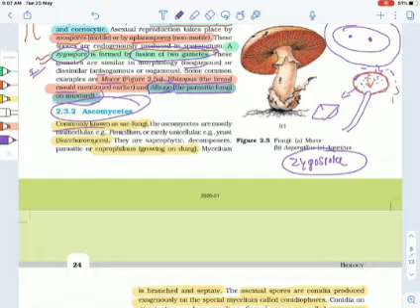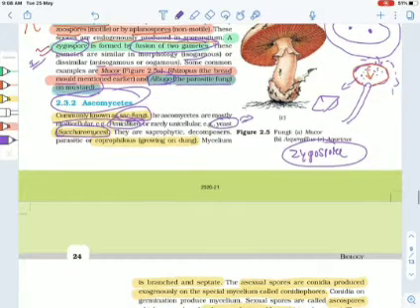Now see, class Ascomycetes. Ascomycetes are commonly known as sac fungi, S-A-C, sac fungi. Now in Ascomycetes, the Penicillium and the yeast are included. Yeast is unicellular and Penicillium is multicellular. The scientific name of yeast is Saccharomyces cerevisiae. Now this is Saccharomyces and also cerevisiae is present here.